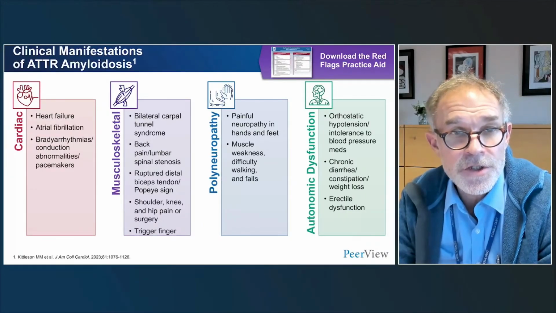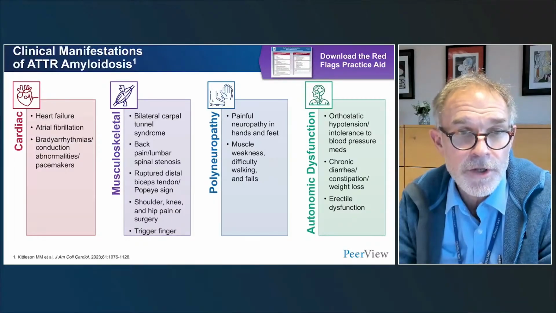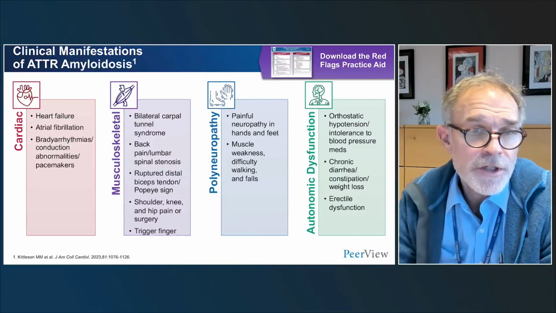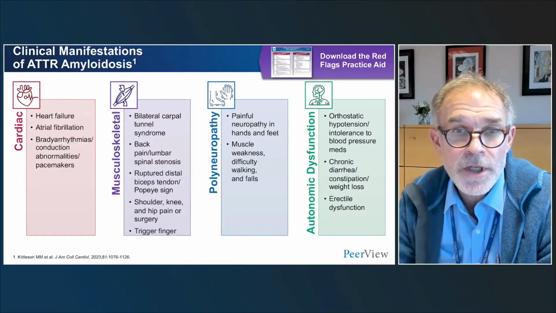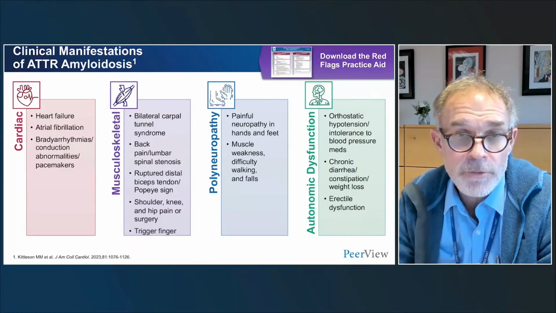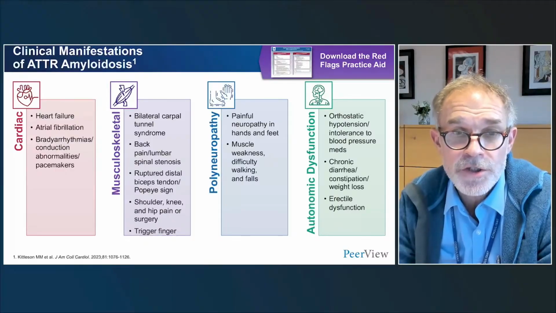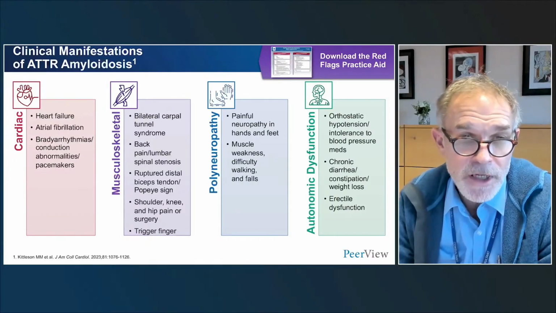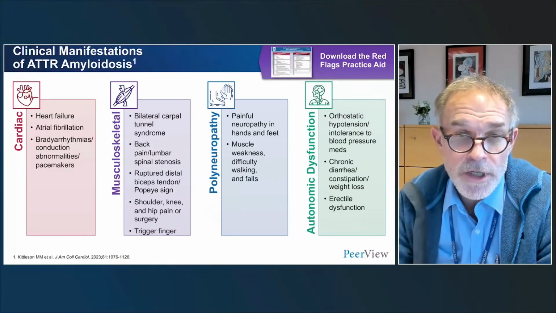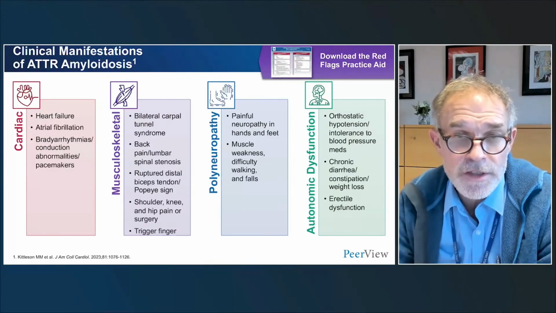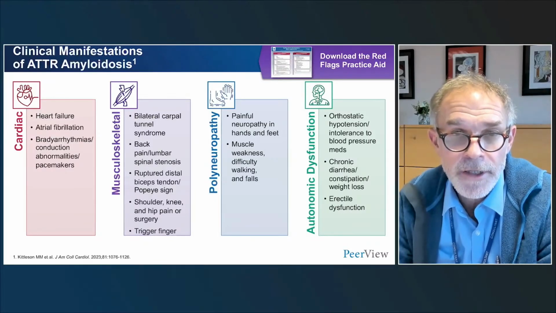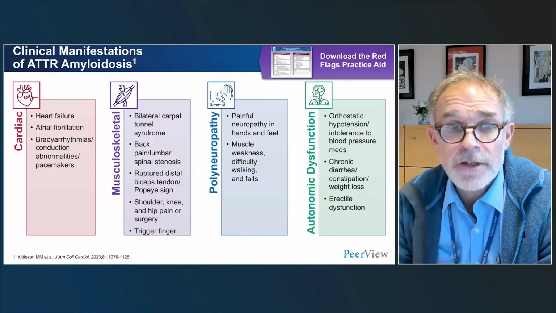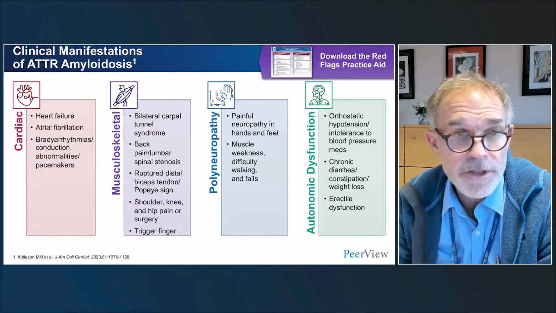The neuropathic features include peripheral neuropathic features, so amyloid polyneuropathy, which includes pain and weakness in the upper and lower limbs, usually starting in the lower limbs, and autonomic neuropathy, which includes orthostatic hypotension, intolerance to blood pressure medications, chronic bowel problems, often starting with alternating diarrhea and constipation and progressing to chronic diarrhea. And they include erectile function as well as a feature of autonomic dysfunction.